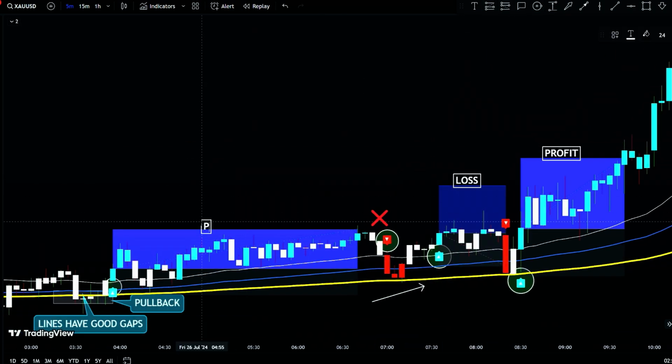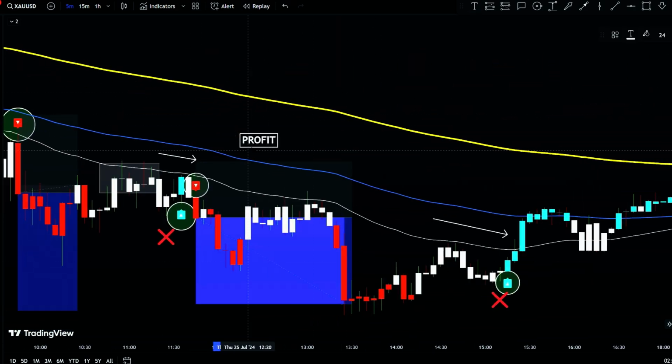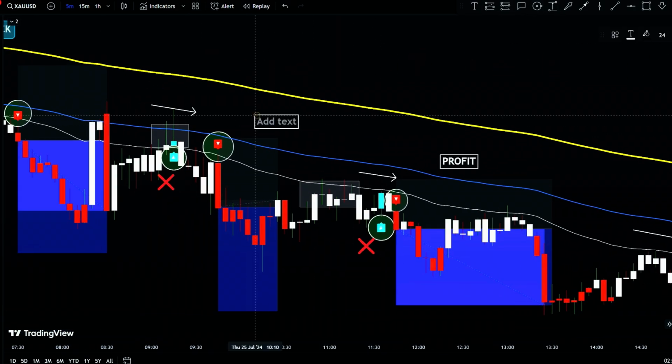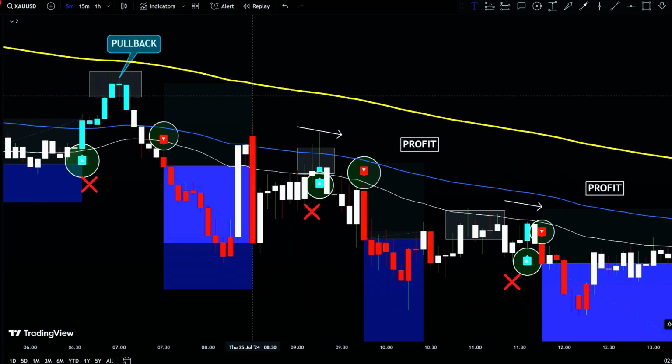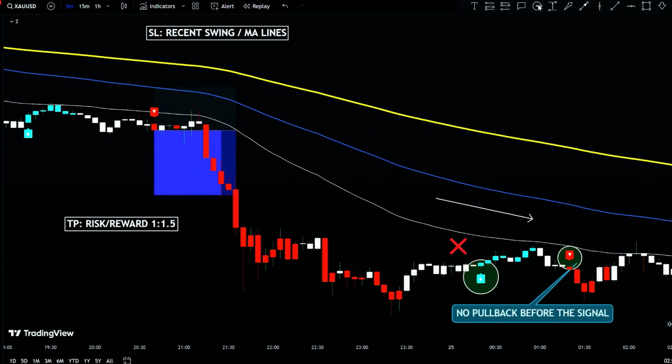Check out all those winning trades we scored with this strategy. It's pretty insane, right? And like only one loss. That's some next level filtering right there. Just look at how many bad signals got weeded out. That's some serious accuracy in action.